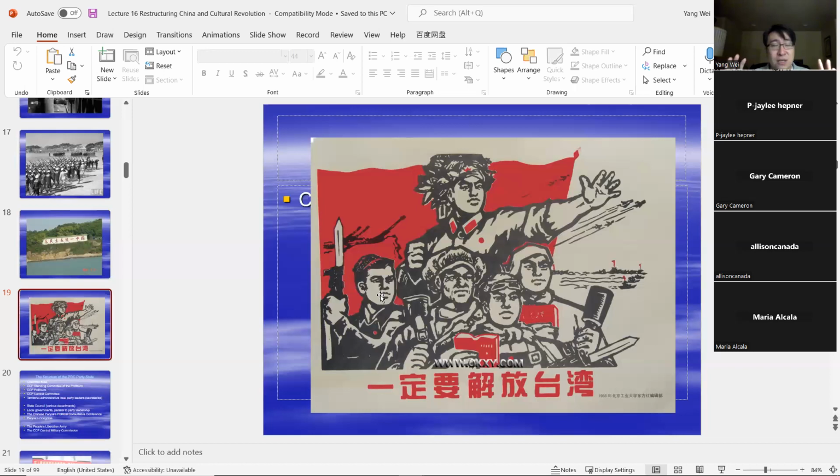But on the other hand, the United States is against any change of the status quo in the Taiwan Strait by military force. That means when Chiang Kai-shek was there, the United States did not allow him to launch a counterattack on the mainland. But on the other hand, the United States is going to protect Taiwan if mainland China attacks Taiwan militarily.